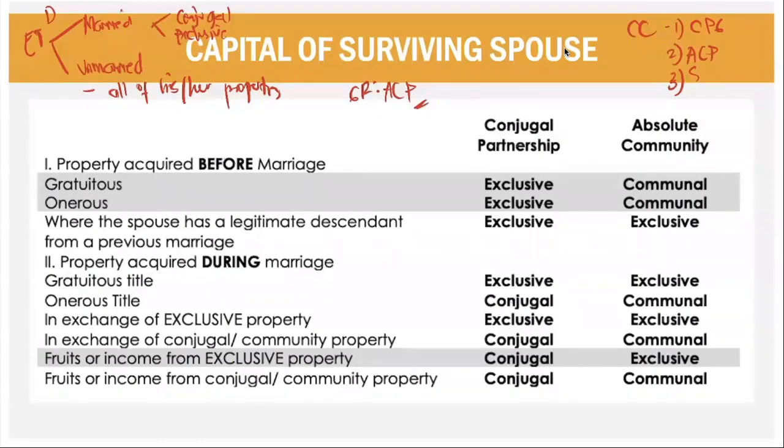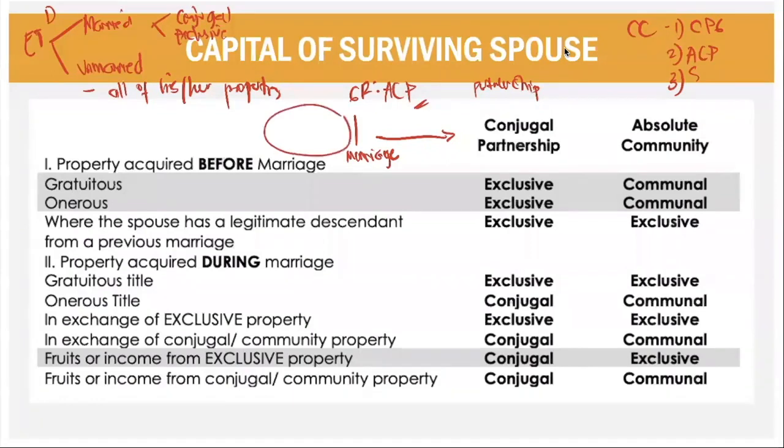If you still remember, under partnership, we can classify a partnership as either a conjugal partnership or an absolute community. So when can you say that it is a conjugal partnership? There is a conjugal partnership if the partnership starts only during the marriage, at the date of marriage and thereafter.